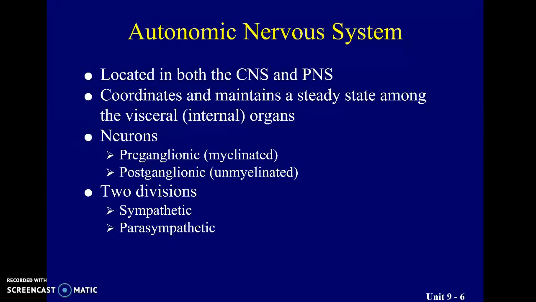You'll see a picture of this in a moment, and you'll see some differences between the sympathetic and parasympathetic nervous systems in terms of the length of these particular cells and the types of neurotransmitters that these cells are releasing. Just know for now they are in a 2-neuron circuit, preganglionic and postganglionic.